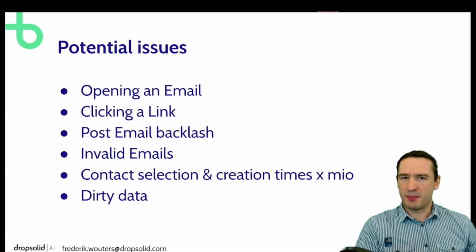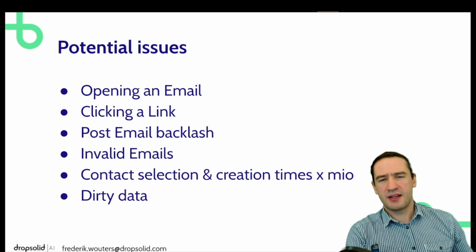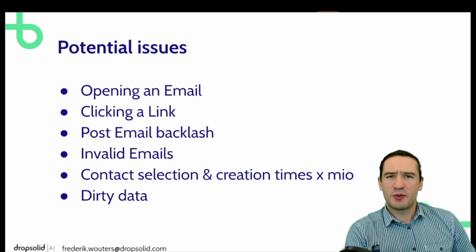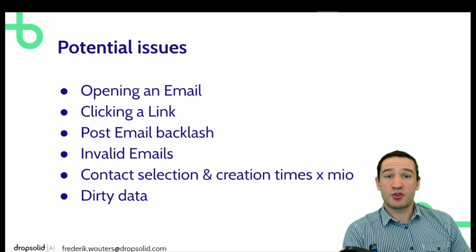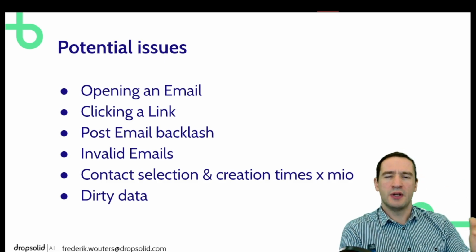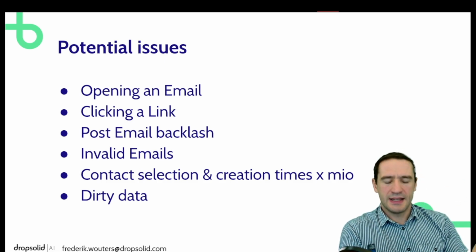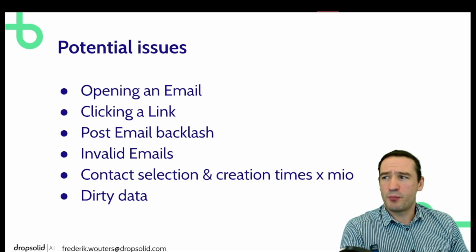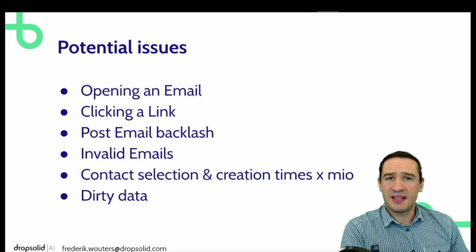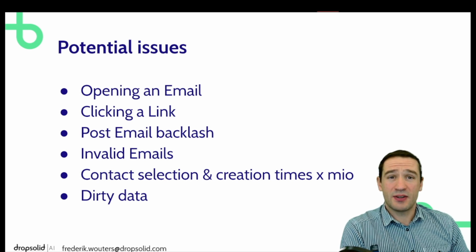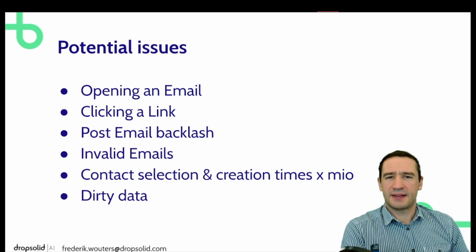The moment when people open the email, the tracking gets triggered and might be overwhelmed. The moment people click on an email, which happens automatically by certain email providers like Google or Outlook, when they receive the email, they're automatically going to programmatically click on the email to validate if the URL exists. Then we have post-email backlash, invalid emails in your contact lists, contact selection, the targeting, and dirty data.